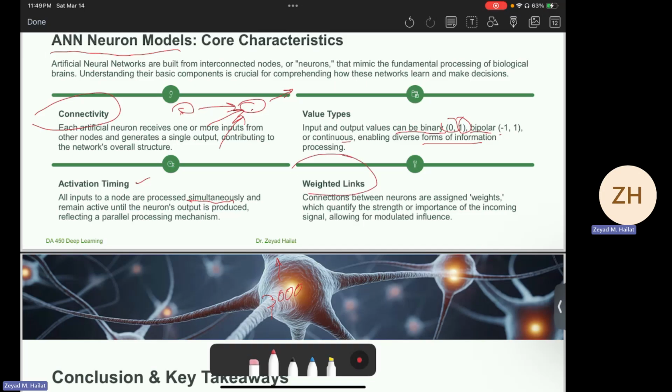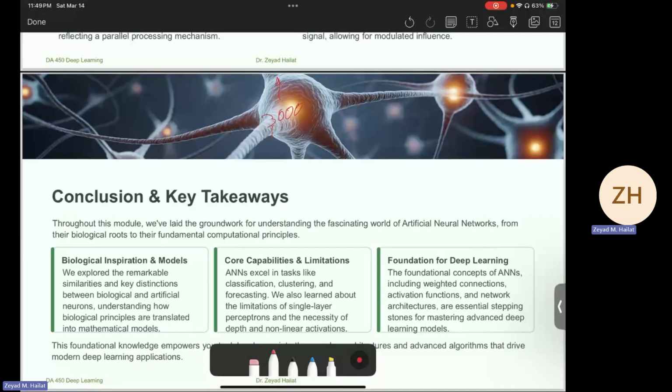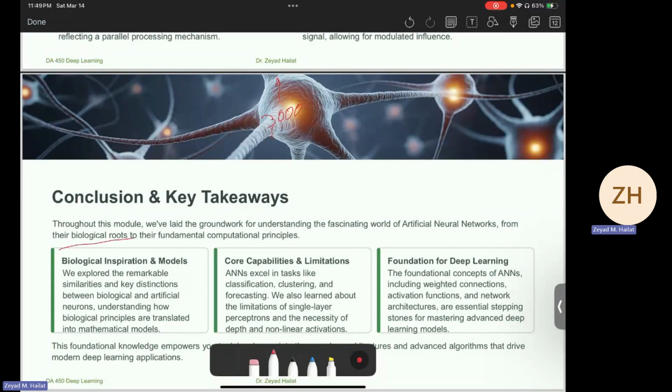Weighted links. We talked about weights, and they provide the importance of a specific neuron, and this can be learned, as we said, using back propagation. Conclusion and takeaways. We learned how we have been inspired by biology in building our neural network. It does have huge capabilities and some limitations, and it's the foundation for our deep learning. In the next class, we will talk more about artificial neural networks. I will try to expand more on deep learning. Thank you so much.